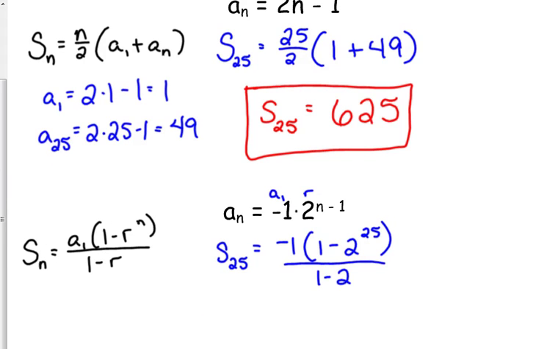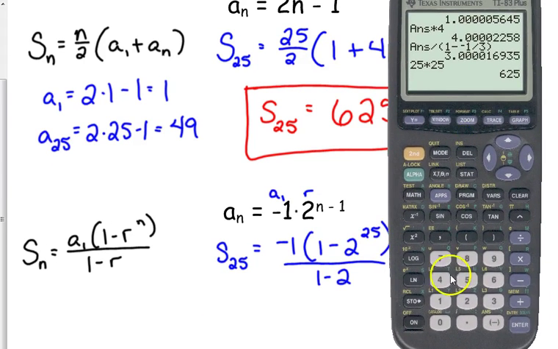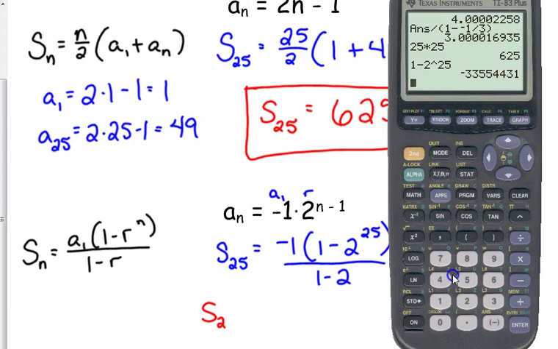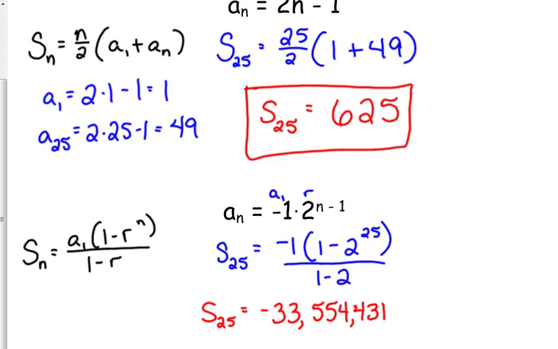So now we just got to type it in. Again, be careful. 1 minus 2 to the 25th. Multiplying that by negative 1 makes it positive, and then the denominator is negative 1, so it makes it negative again. So the sum of these 25 terms is negative 33,554,431. It's a really big sum.